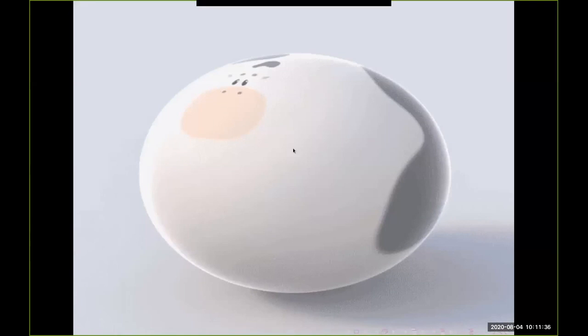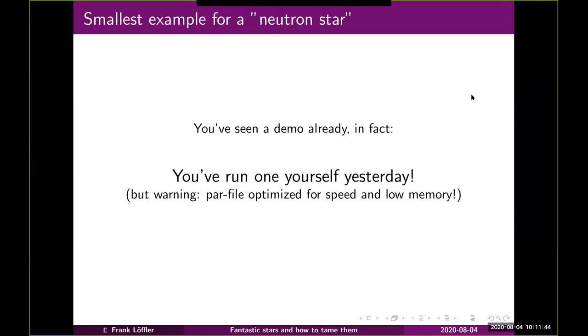So what you already did is kind of that. It's not really a cow anymore. It's a sphere. It's a really, really simple model of a neutron star. That's the smallest example we can probably come up with, at least using the Einstein toolkit. You've already simulated a neutron star. But a big warning there, it's a parameter file optimized for speed and low memory. Don't do physics with that.